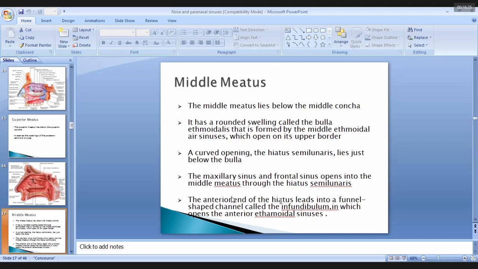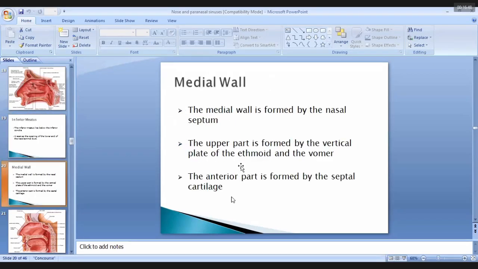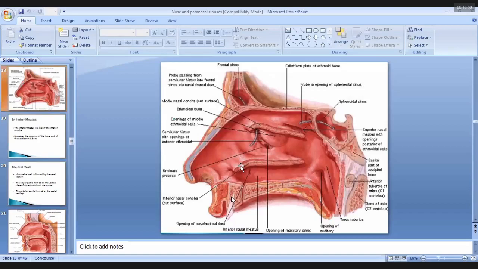In the superior meatus, only the posterior ethmoidal sinuses open. The third and last meatus is the space that lies below the inferior concha, known as the inferior meatus. This inferior meatus receives the opening of the nasolacrimal duct that carries the tears from the lacrimal gland. So that is the structure of the lateral wall of the nose.